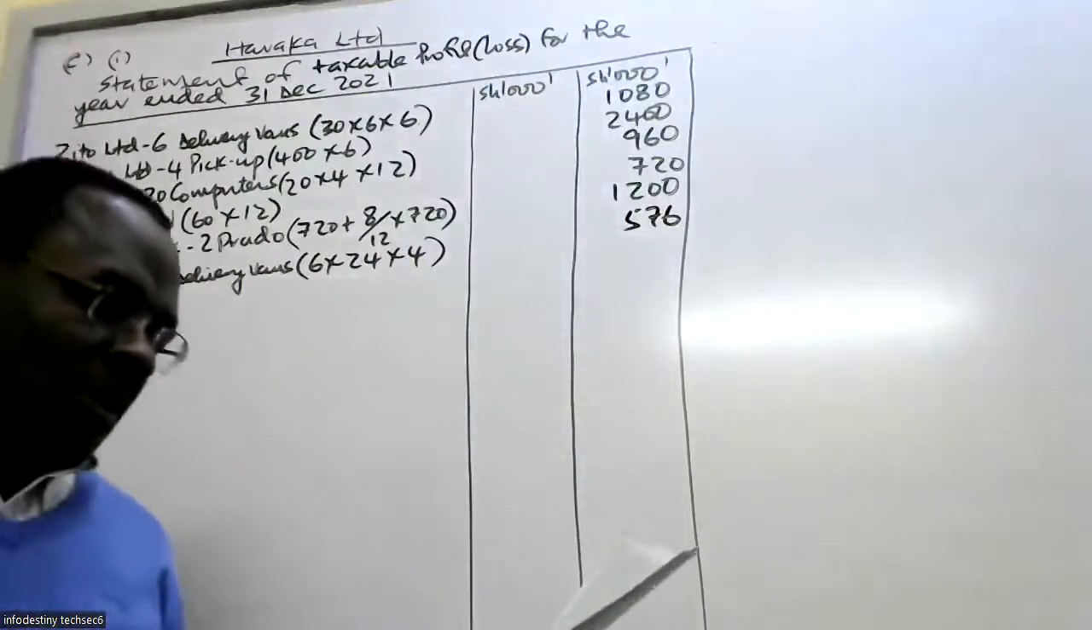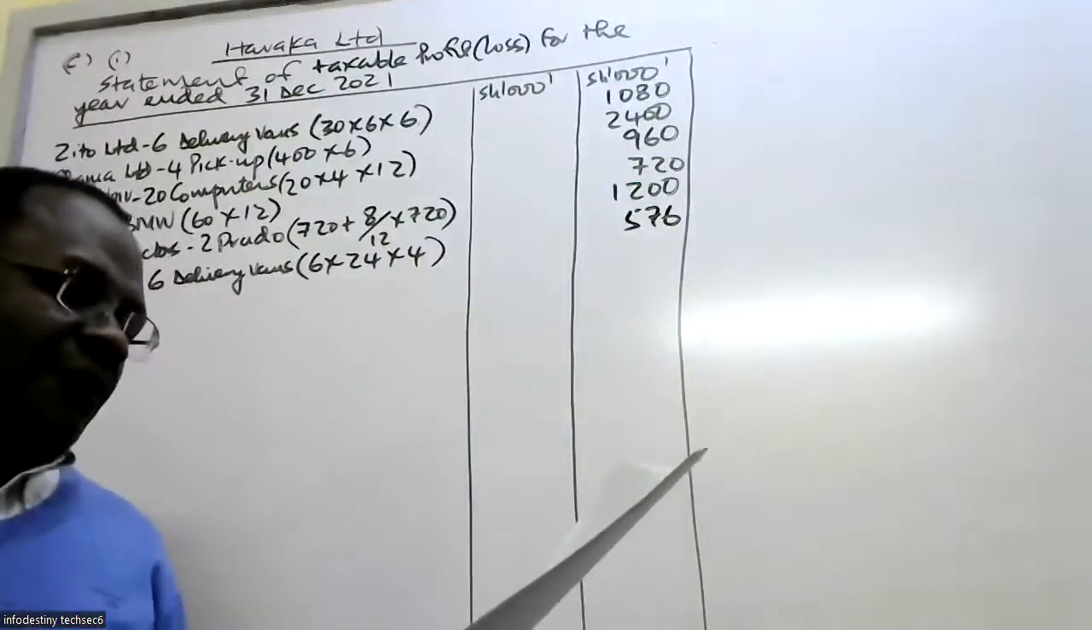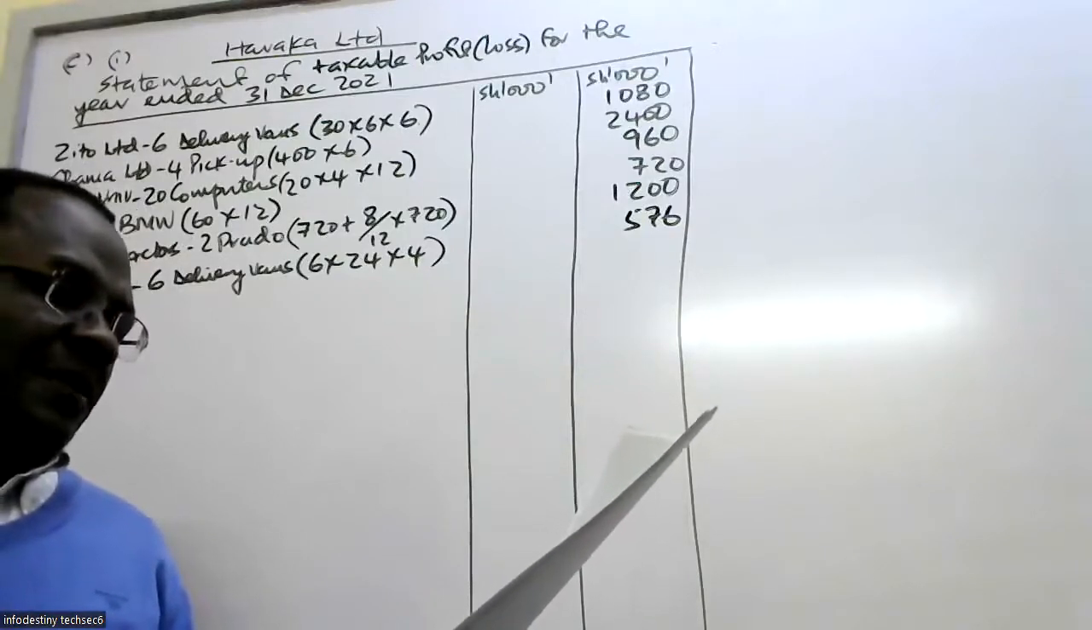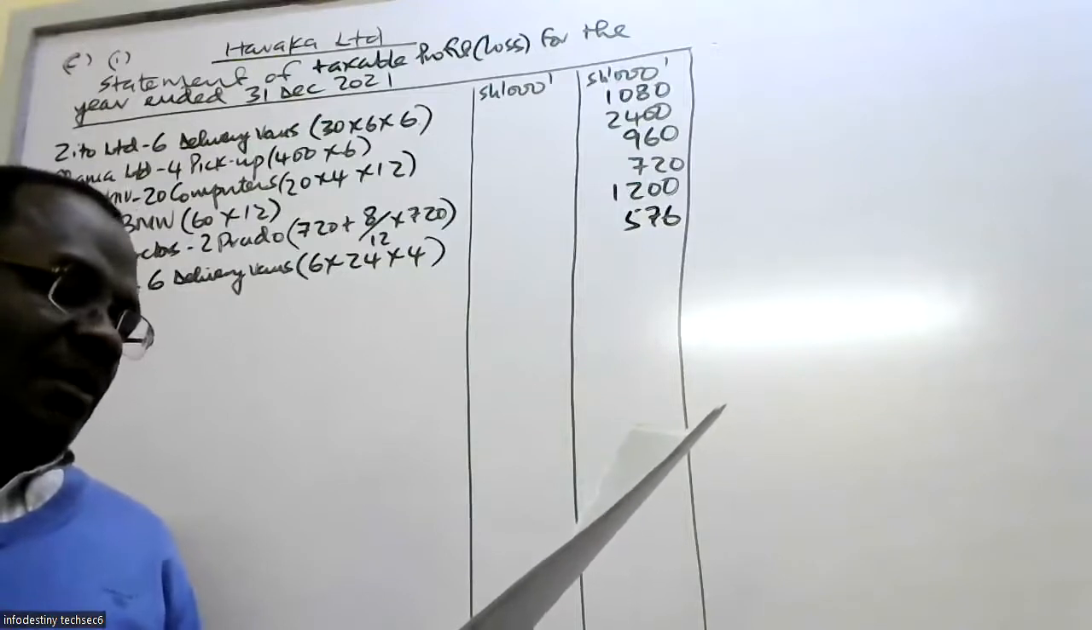Okay. Then Haraka incurred the following expenses. We leave expenses for now. General, legal, repairs, legal expenses. Investment allowances were agreed.